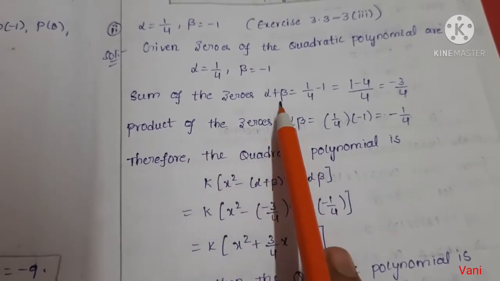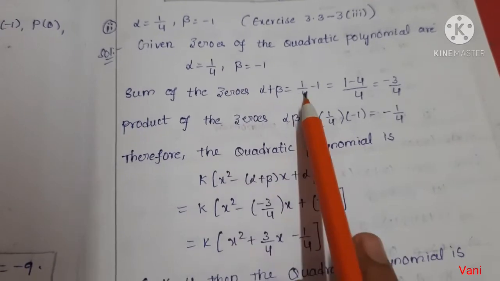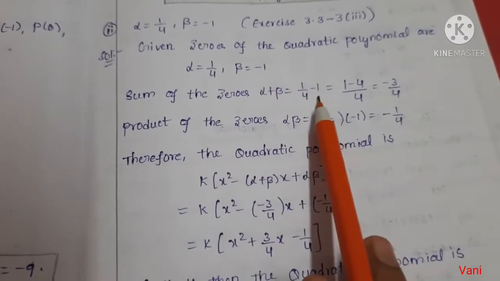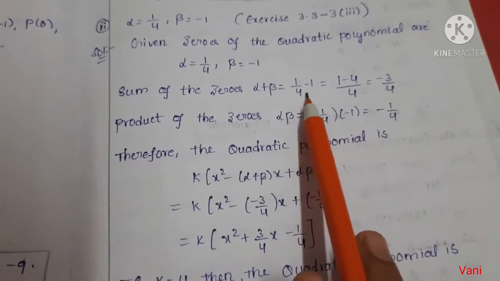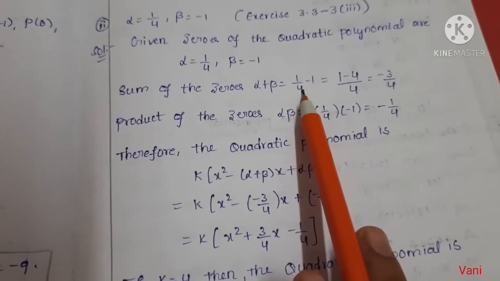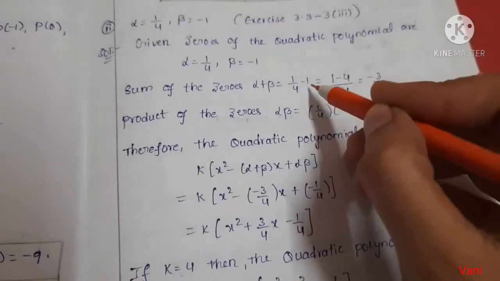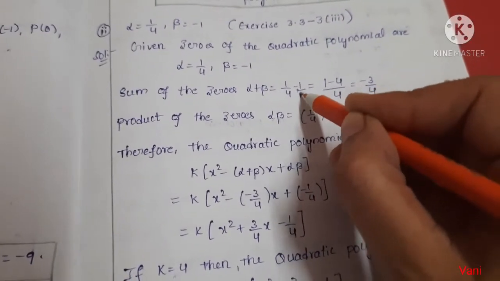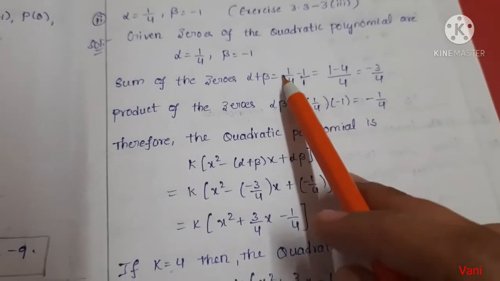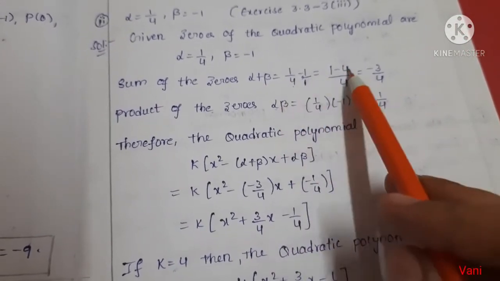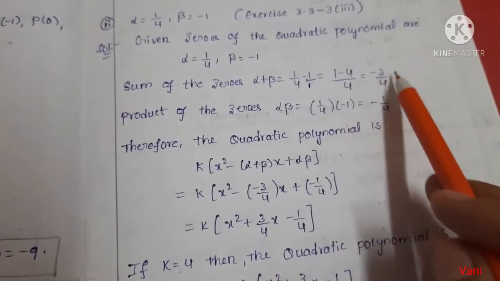Sum of zeros, alpha plus beta. Alpha value 1 by 4, plus, beta value minus 1. That is 1 by 4 minus 1. Here denominators are there, so take the LCM. In the denominator where nothing is there, you can take it as 1. So 1 into 4, LCM is 4. Take the cross multiplication: 1 into 1 is 1, minus 4 into 1 is 4. 1 minus 4 gives minus 3 by 4.